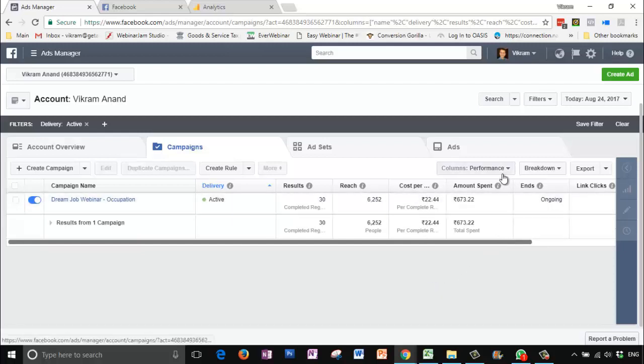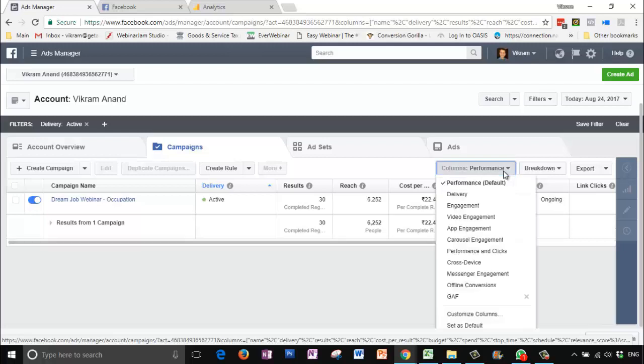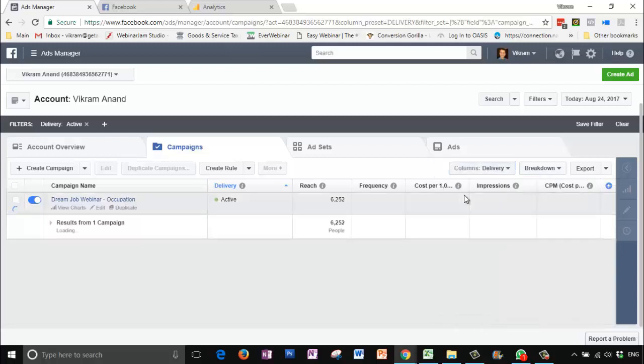Okay, so if you want to drill down on this data, I would go here, which is columns and the performance. I'm looking at performance or default data. But now let's start looking at some of the other kind of data that it can throw up and see if you would like to make some sense out of it. Let's look at delivery.